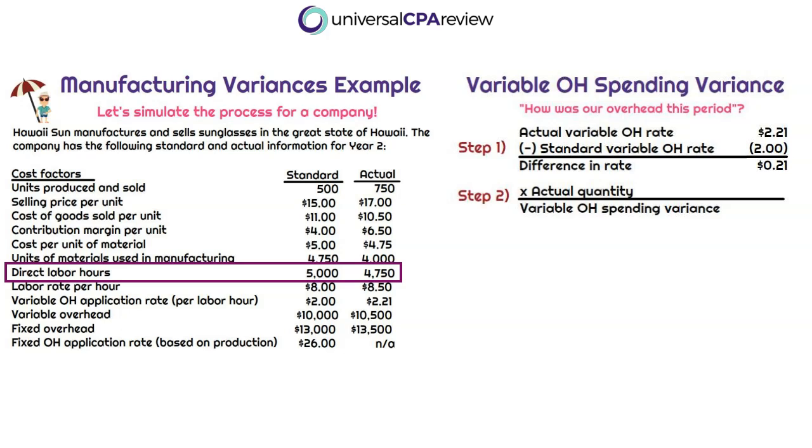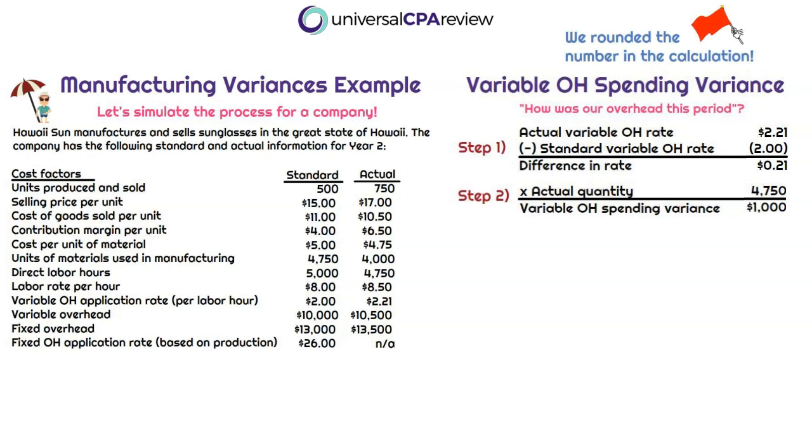But we're going to actually multiply it by the actual quantity, which in this case, again, what is our driver? Well, that's direct labor hours. That was the driver. So that's 4,750 hours. And that's how they're saying that the variable overhead should be allocated. So when we multiply 21 cents by actual quantity, which was direct labor hours of 4,750, well, that results in a variable overhead spending variance of $1,000. Now that's going to be rounded, but $1,000, let's just say that's the result after doing some rounding.